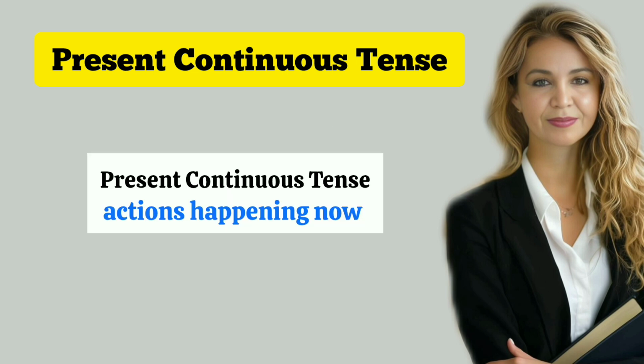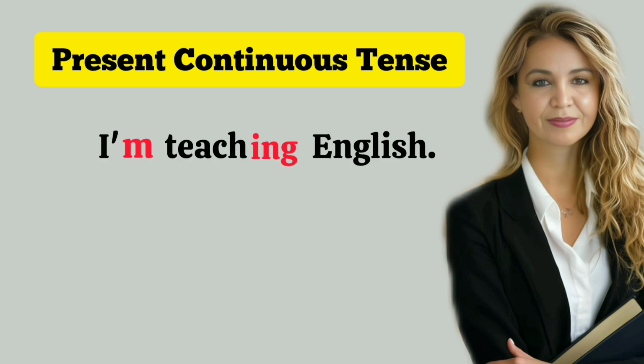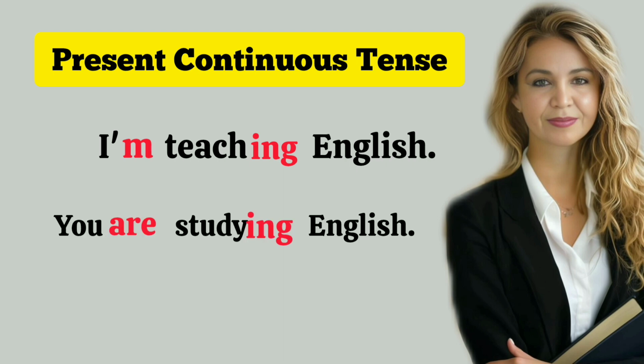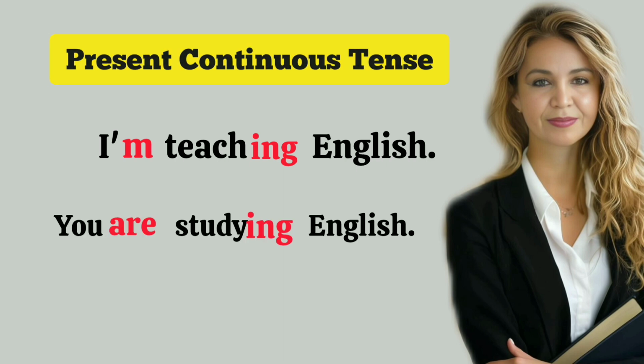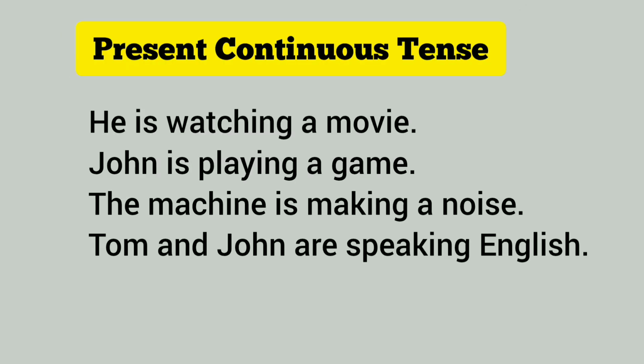The present continuous tense is used to talk about actions that are happening right now. For example, I am teaching you English and you are studying English. Now let us look at more examples. The first one: He is watching a movie. We start with the subject and a be verb, he. So the subject in this sentence is he.